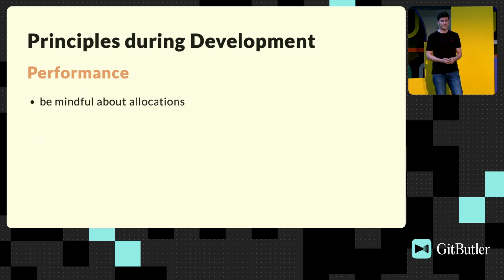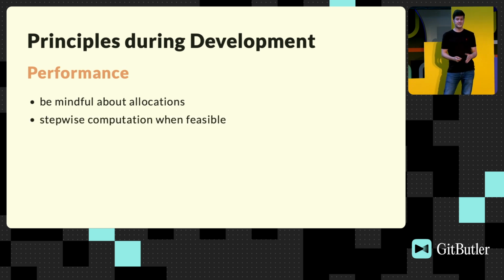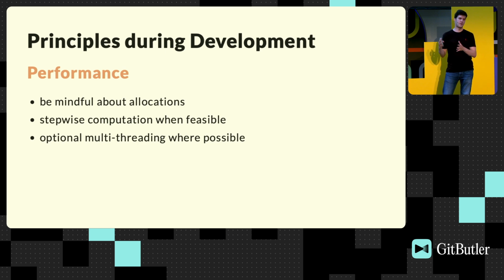Performance. Gitoxide really tries to be mindful about allocations to not waste time. That's probably worth like 5% in typical operations, but these 5%, I think they matter. It does stepwise computation when possible, implements iterators of stuff, and also out of the box implements multi-threading. So sometimes you can pass a threads argument, and if it's one, it goes with the single-threaded implementation. Otherwise, it goes with all your cores right away. And that really matters.